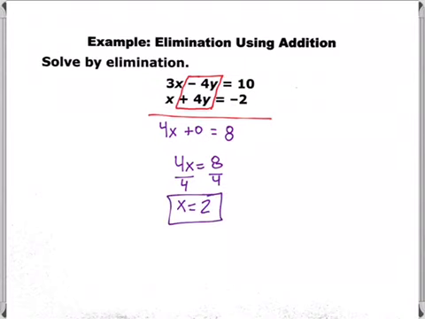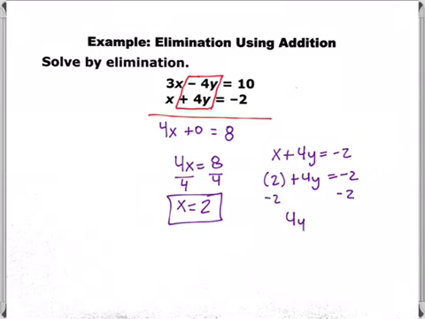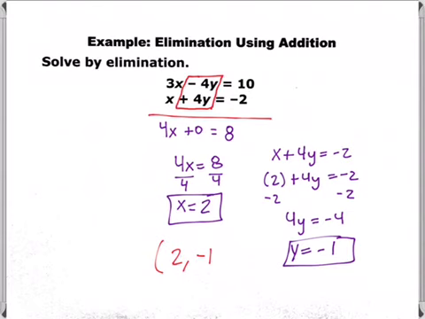Okay, so now that we know what x equals, to solve for y, all we have to do is plug this back into one of the equations and solve for y. So let's plug it back into the second equation. So the second equation was x plus 4y equals negative 2. So I'm plugging 2 in for x, so I've got 2 plus 4y equals negative 2. So to get rid of this 2, I'm going to subtract 2. So I've got 4y equals negative 4. I'll divide by 4, and I should get y to equal negative 1. So my ordered pair solution for this system is 2, negative 1.